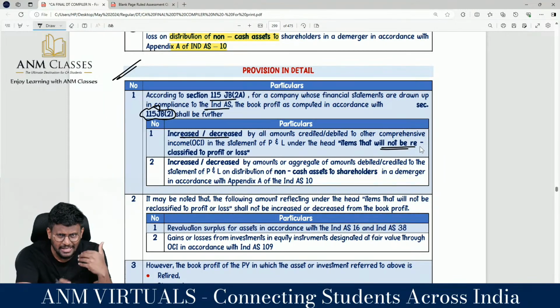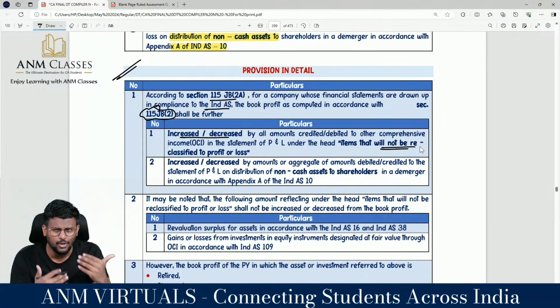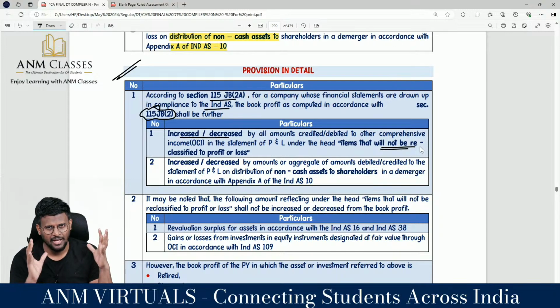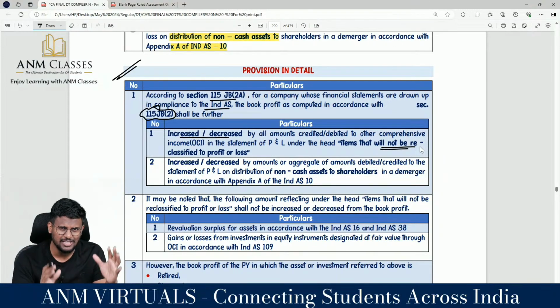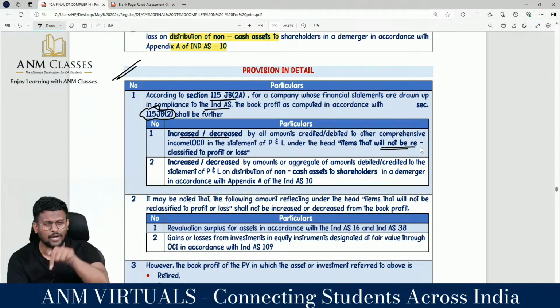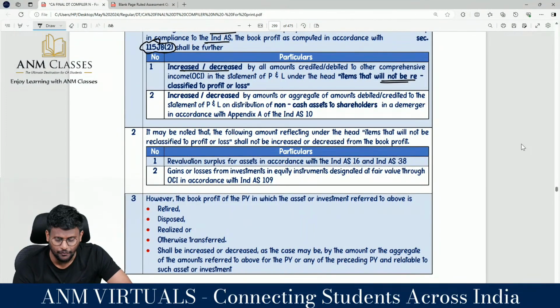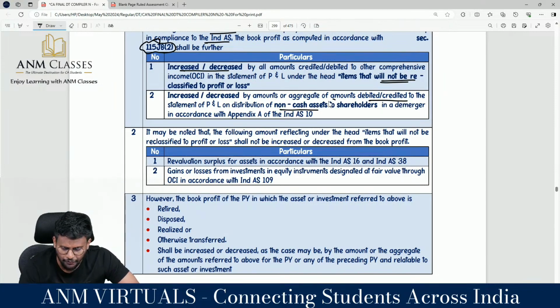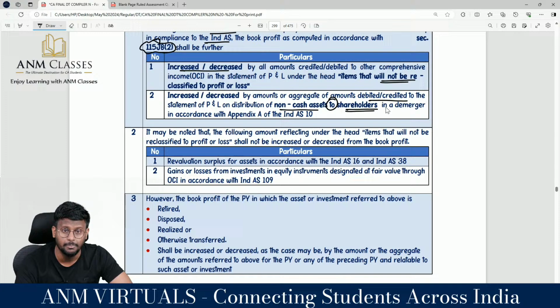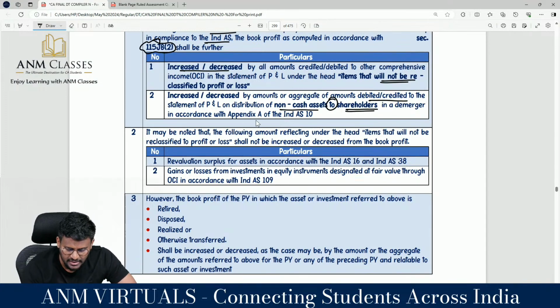If the income is reclassified to P&L, leave it, my dear lovable students, because anyway, automatically over a period of time, it will get adjusted. Whereas income not reclassified to P&L, catch it. Now you have to tax it, otherwise you will lose the tax. Next one, increased or decreased by the amount or aggregate of amount debited or credited to the statement of P&L on distribution of non-cash item to the shareholder in a demerger in accordance with Appendix A of Ind AS 10.